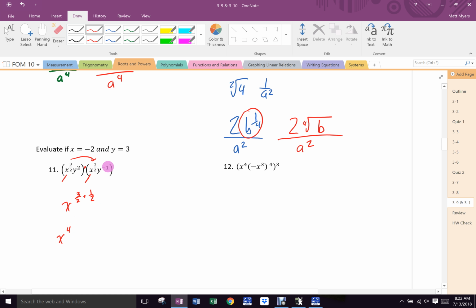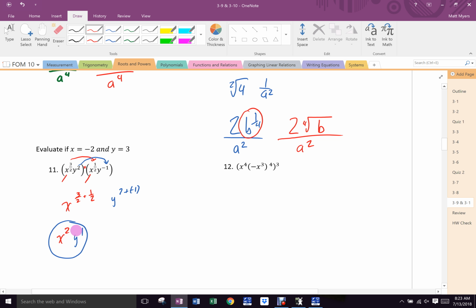What do I do with the 2 and the negative 1 for y? Add them. What's 2 plus negative 1? That's y to the 1. Isn't that easier to sub into than this mess? Isn't x, it would be x to the... Oh, yeah, x to the 2. Thank you. Because it was 4 halves, yeah. Isn't that easier to sub into than this mess?